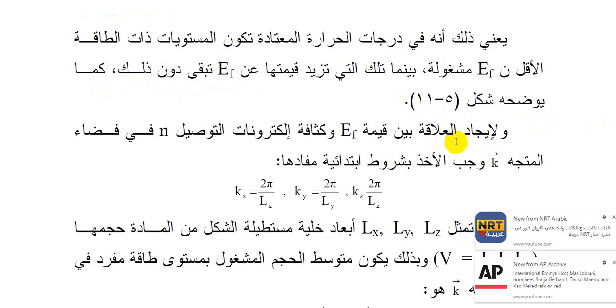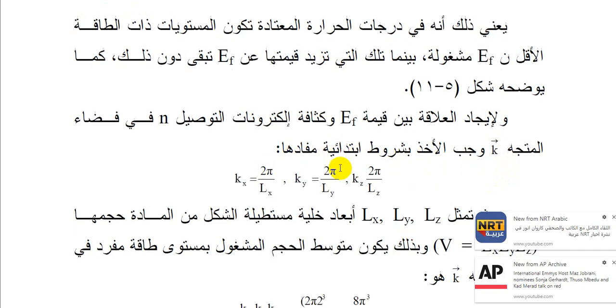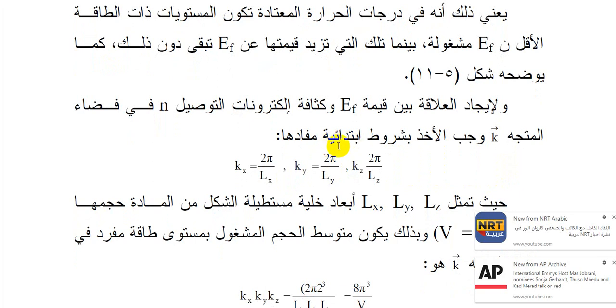In order to obtain a relationship between the EF value and the conduction electron density N in a vector space, k dash, it's obligatory to take initial conditions as follows: kx equal to 2 pi, ky equal to 2 pi, and kz equal to 2 pi.